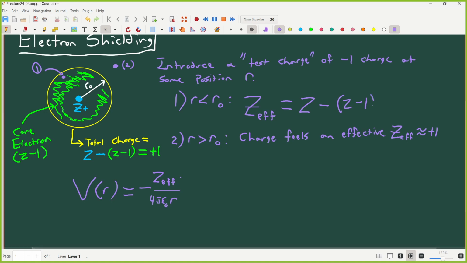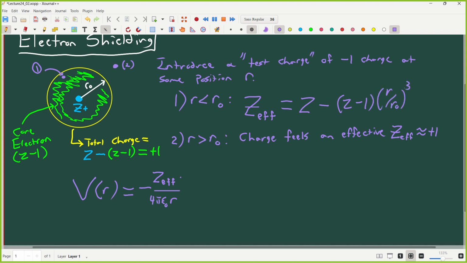And it comes out to this formula here. It scales as 1 over r cubed, or r to the cube. So let's think about what happens in the different limits here.